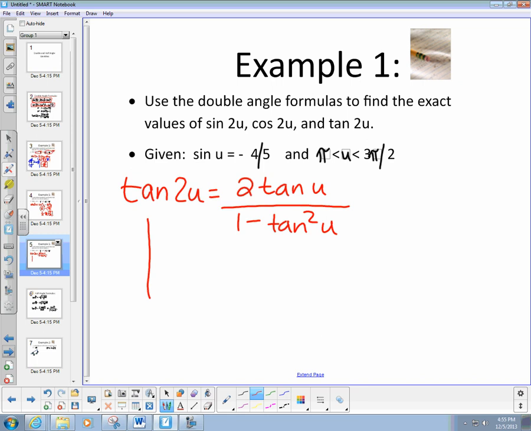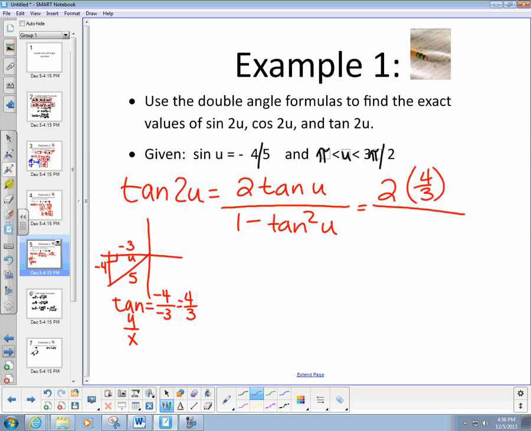Okay, now remember our triangle that we had drawn. Because I don't know what the tangent is, it wasn't given to me. Sine was given to me. But in our triangle, we had x was negative 3, y was negative 4, and r was 5. So the tangent, according to this triangle, remember, is y over x, which would be negative 3 over negative 4. And negative over negative is the same thing as positive. So tangent is 4/3. So now we're going to substitute 4/3 everywhere it says tangent of u.